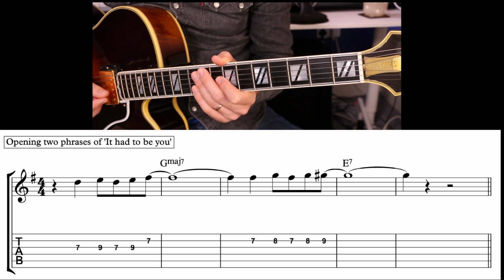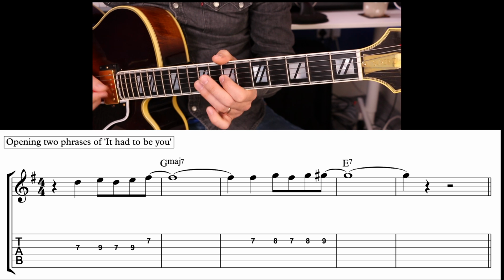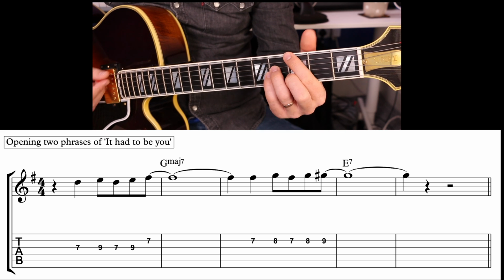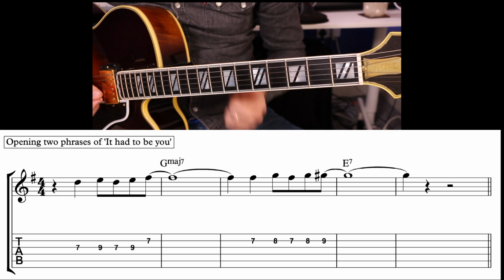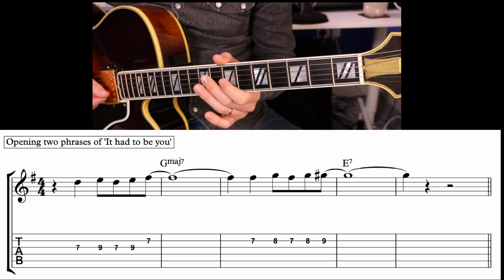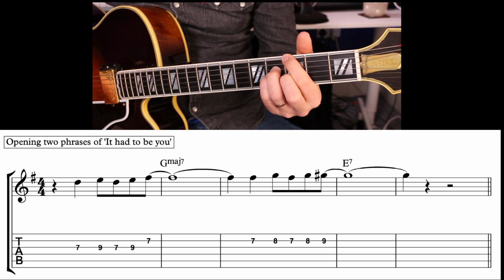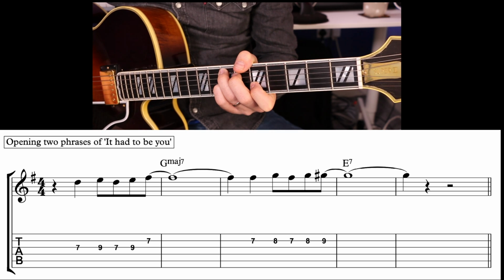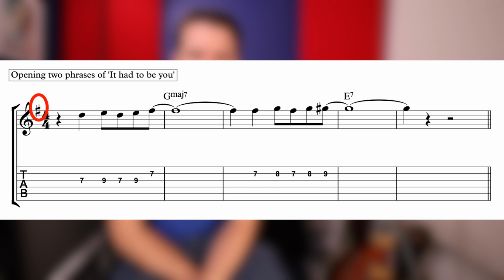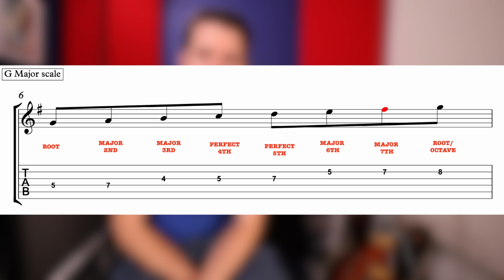1, 2, 3, 4, 1. Now I'm playing those two chords because the first phrase, the chord is G major 7. The second phrase is E7. And first off, there's 1 sharp, which means the key of G major, and that's the following scale: G, A, B, C, D, E, F sharp.